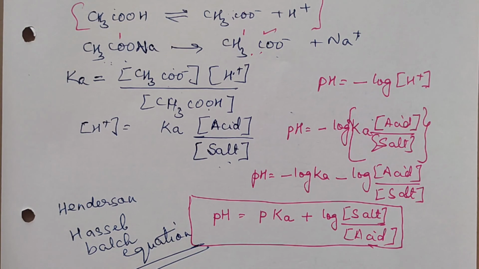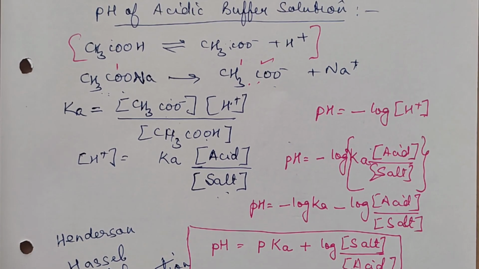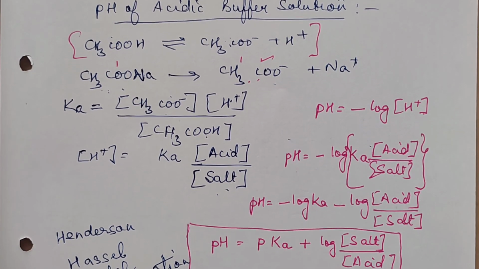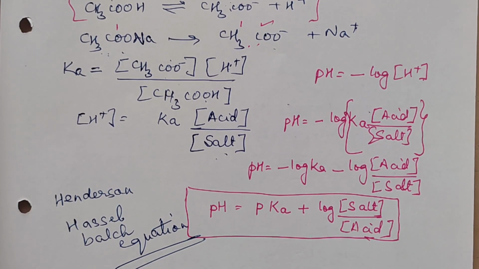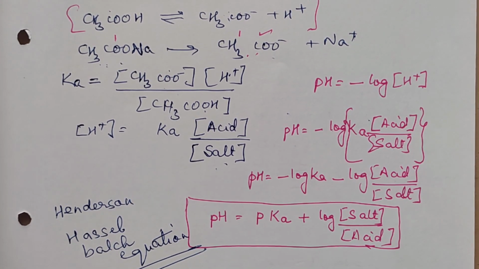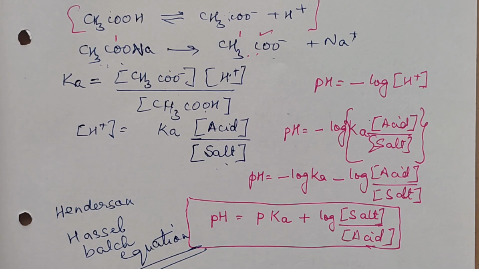Okay, so now from here you can just make a note, pH of acidic buffer solution. This is the complete derivation. I think this is there in one frame. You can note it down. Fine.